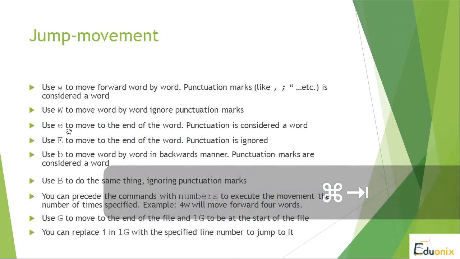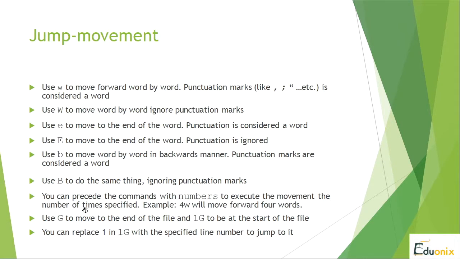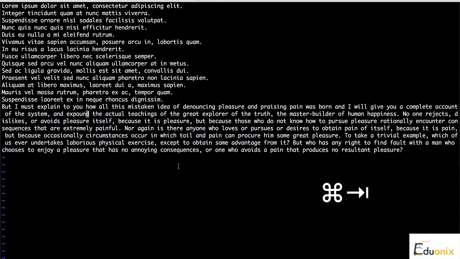Now, how if you want to move a number of words at the same time? As we said, all the VI commands can use numbers preceding the commands to execute them the specified number of times. So, for example, I want to move 4 words at a time. I'll use 4 followed by w. As you can see, it jumped 4 words. I can use 5w to move 5 words.